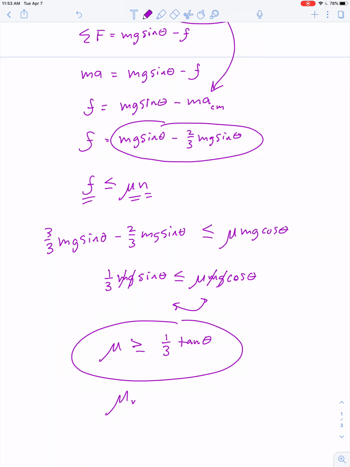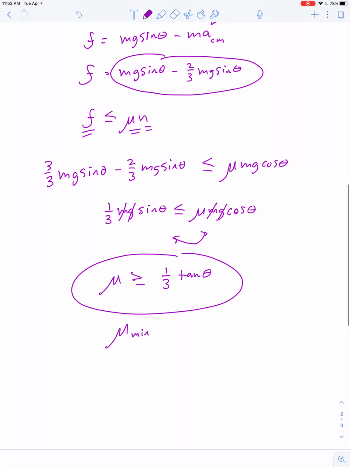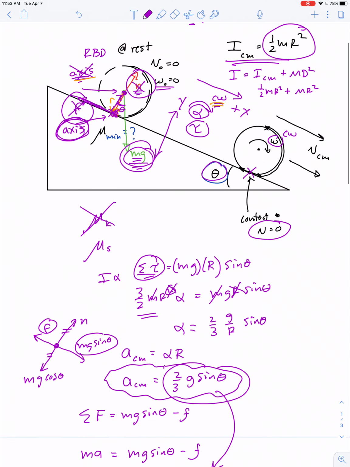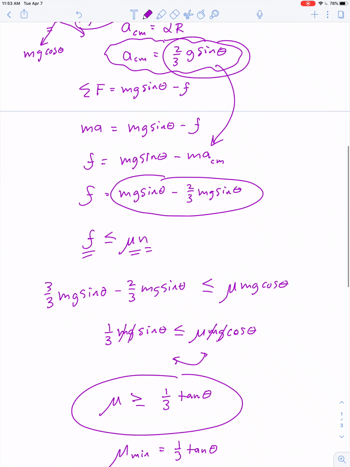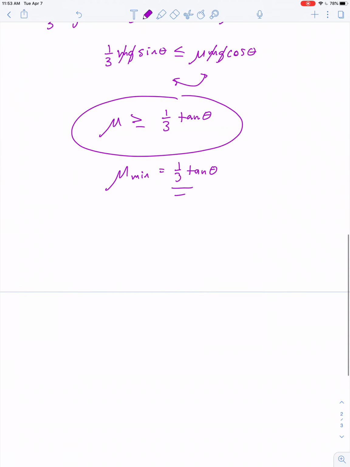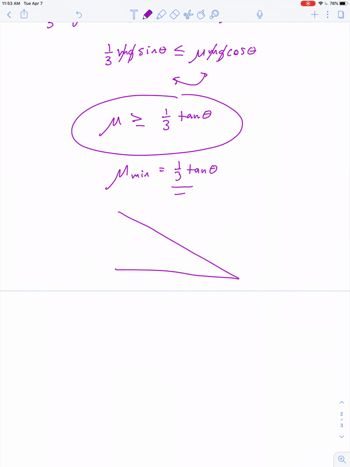That means the minimum required coefficient of static friction has to be 1/3 tangent theta. If the coefficient of friction is any greater than that, then it's a guarantee when you place this object at rest, it's going to roll without slipping. If the coefficient of friction is any less than this, then when you place the object on the ramp, instead of rolling, all points on the object are going to move together, and it's going to slide very much like a block would just slide down the incline.